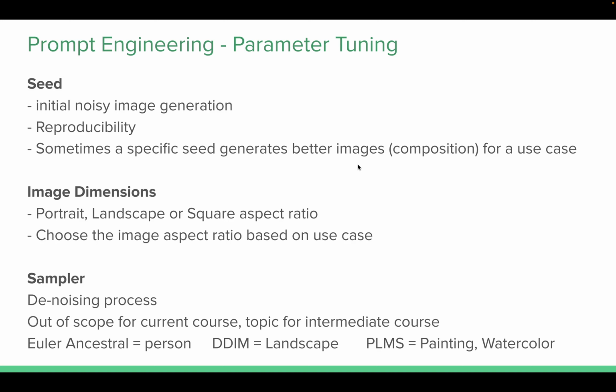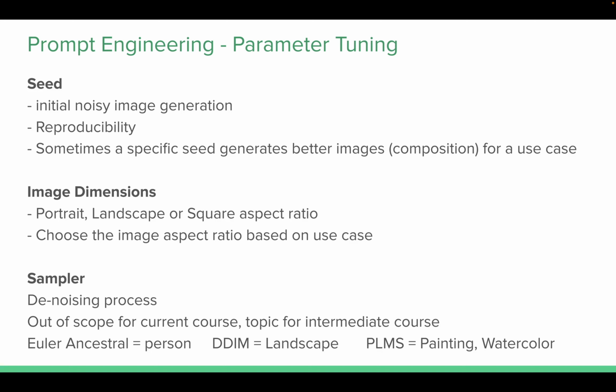The seed determines the initial noisy image. The same seed with the rest of the parameters being the same produces the same result. So seed is also needed for reproducibility. Sometimes a specific seed gives better results compared to others. So you need to generate images with a random seed and have a chance to come across a seed that generates your desired composition.